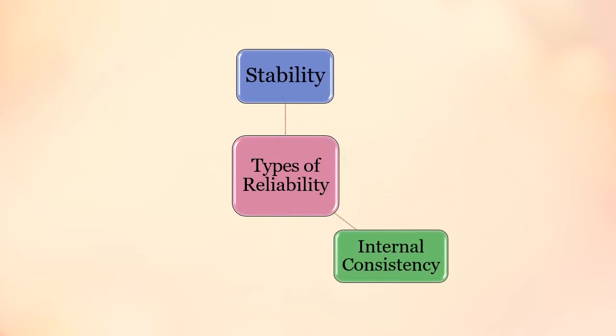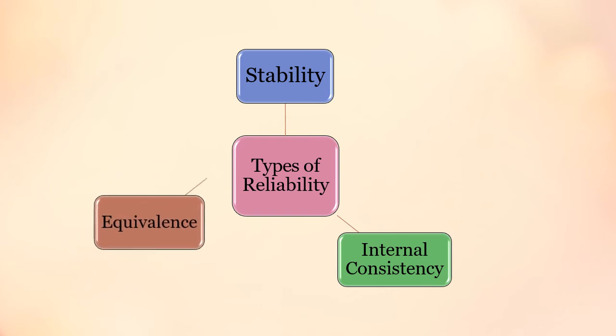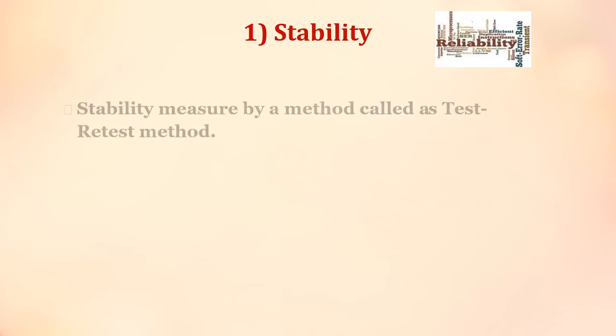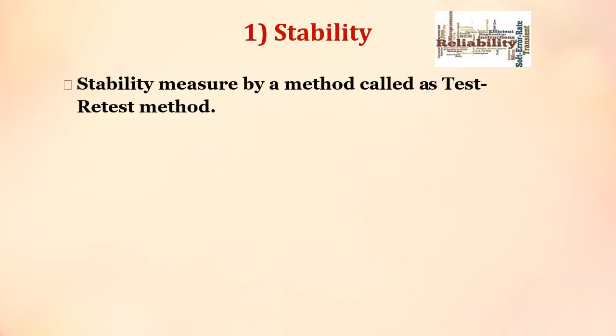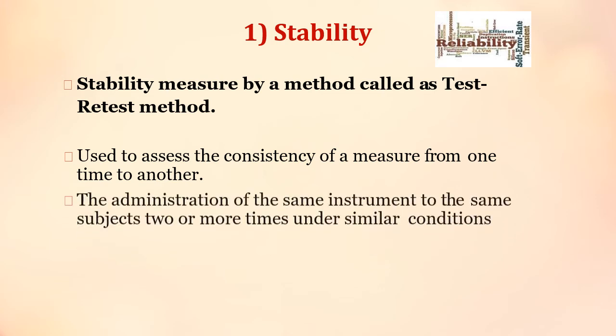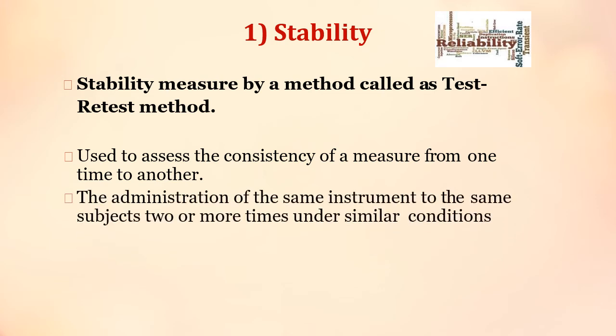Next is types of reliability. First is stability, second is internal consistency, and third is equivalence. First we will see stability. Stability is measured by a method called the test-retest method, used to assess the consistency of a measure from one time to another time.